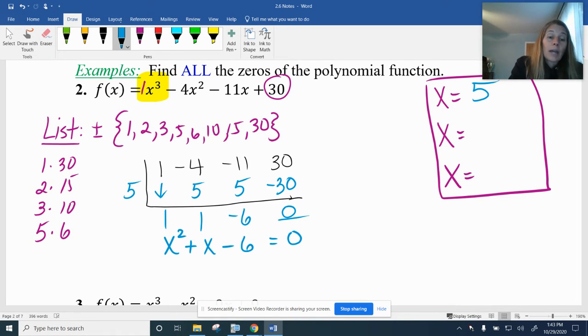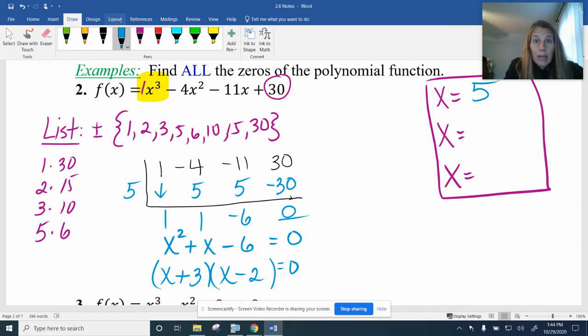So I have an option. I could continue to try to divide off of those answers and try to pick from this list, or I could simply just factor this quadratic trinomial, which would easily factor into x plus 3, x minus 2, because the two numbers that multiply to get 6 and subtract to get 1, which is what we have in the middle, are 3 and 2. So that means my remaining two zeros here would be -3 and +2.